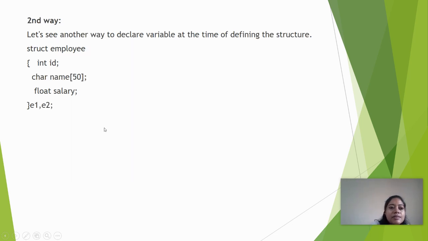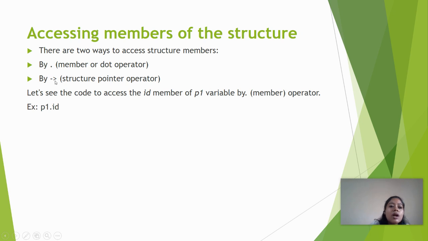Okay, next, second way, let's see another way to declare a variable at the time of defining the structure. So here we are also defining the structure, and without using the struct keyword, we are simply writing the number of variables it can hold. So e1 comma e2. That means the structure employee can hold two employees' details.